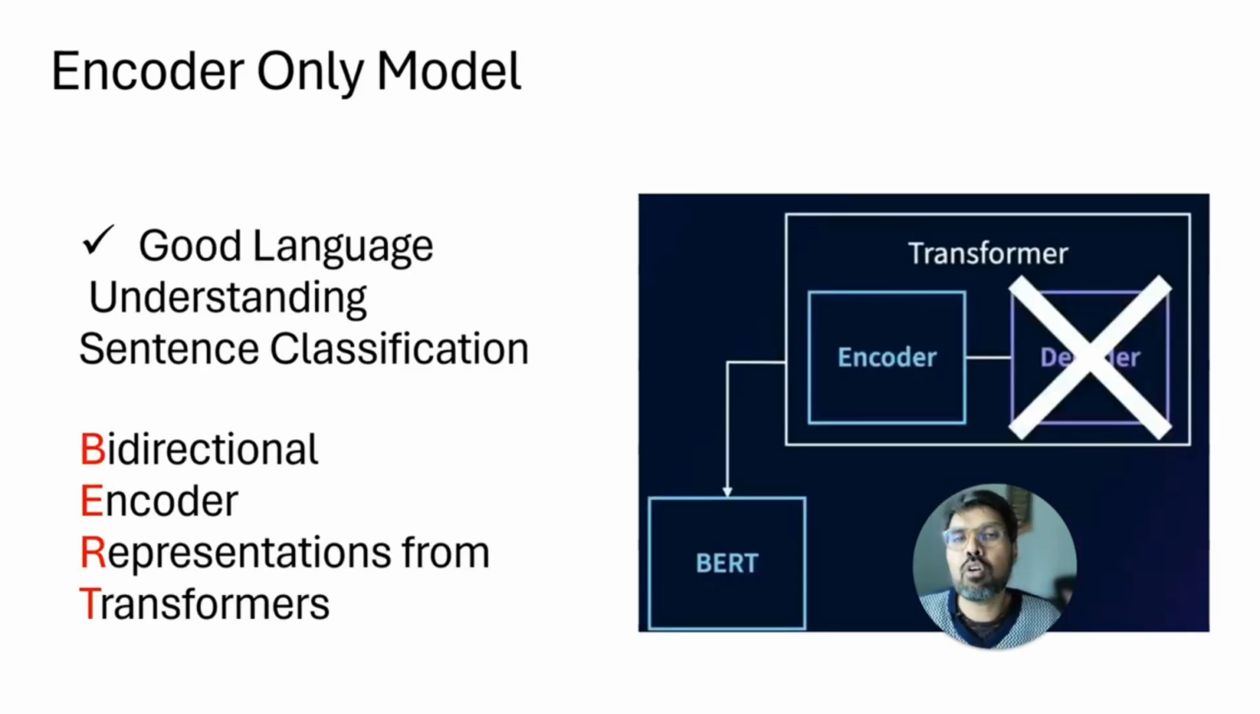Then there is the encoder-only model. The encoder-only model is for good language understanding, like sentiment analysis and sentence classification, such as checking whether a sentence is a positive review, a negative review, or a neutral one. This gave birth to something called BERT. You might have heard about BERT. The full form is Bidirectional Encoder Representations from Transformers. So it is an encoder-only model. When people say BERT, that is the meaning.